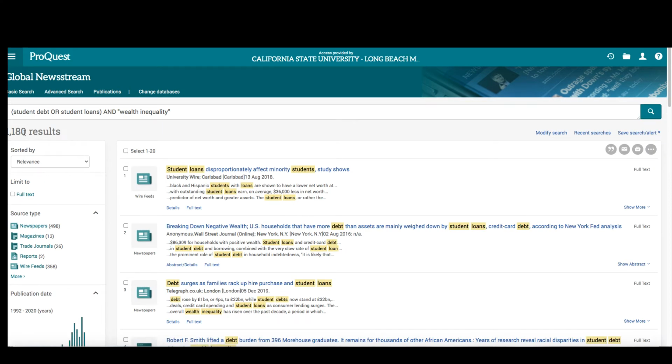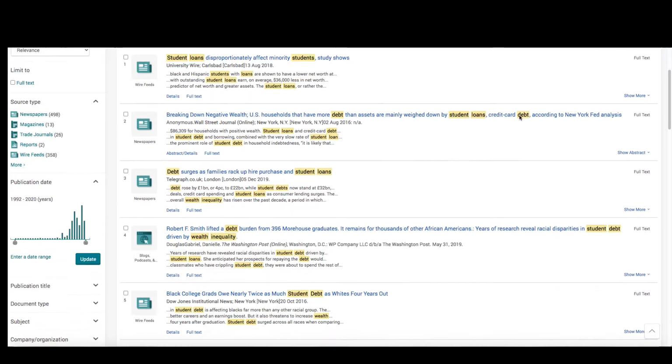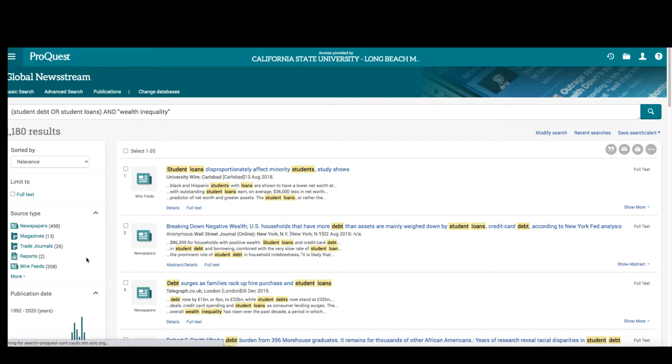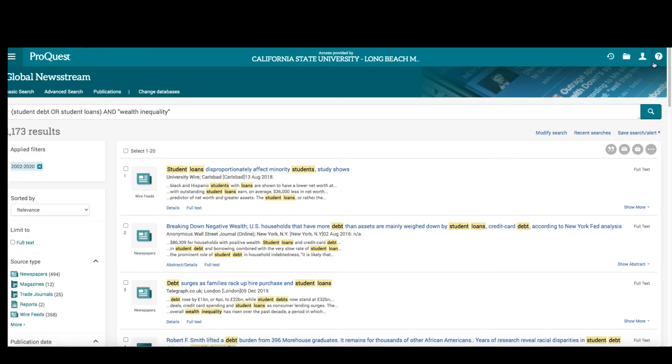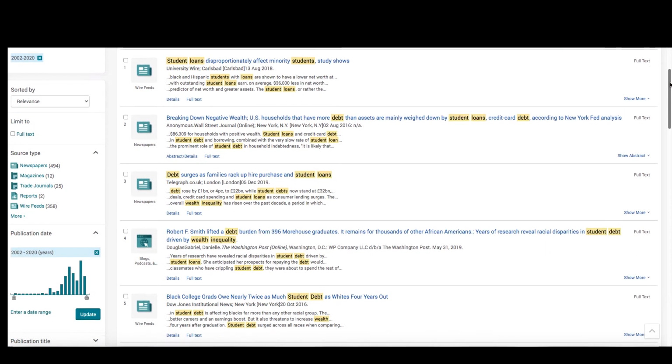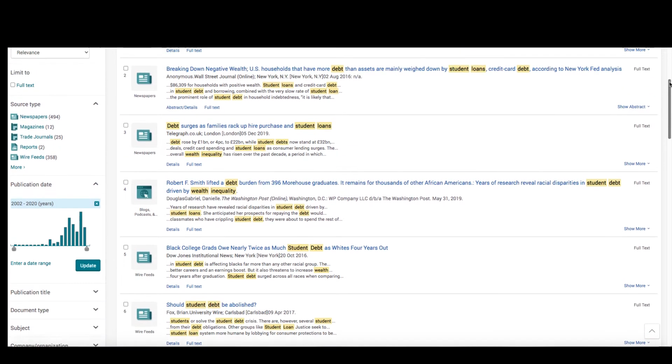And we get 1,180 results. Now, you can start by, again, the filter for date. And we can move this to 2000 and update it. It's not going to change it a great deal. We can also limit it by the type of newspaper or the type of news organization. I recommend that you don't use wire feeds. Those are like the Associated Press, and the stories are usually repeated in the newspapers.